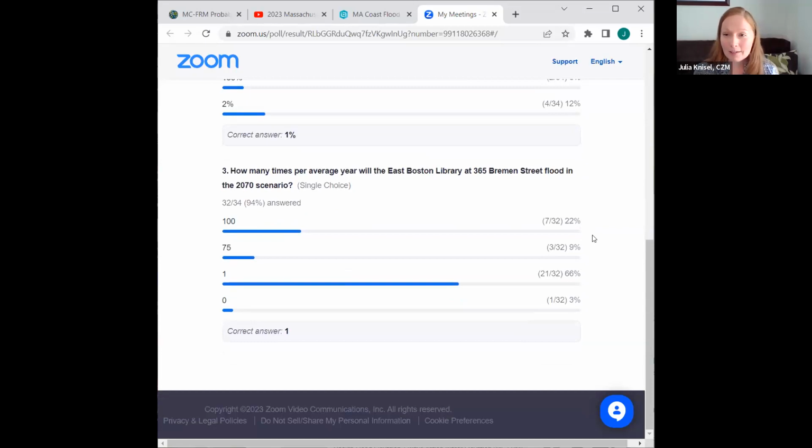And then the final one, we wanted you to think about the correlation between annual exceedance probabilities and the average occurrence in a given scenario year. So in this case, the 2070 scenario for the East Boston Library indicates that they could experience 1 flooding event on average per year at that location. And the majority of you did get that correct. So good work. I'm going to stop sharing and turn it over to Kirk.